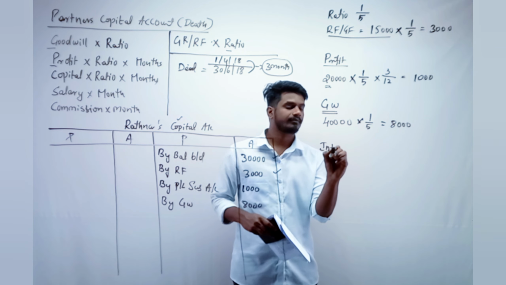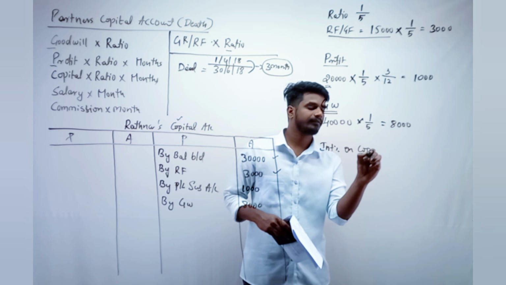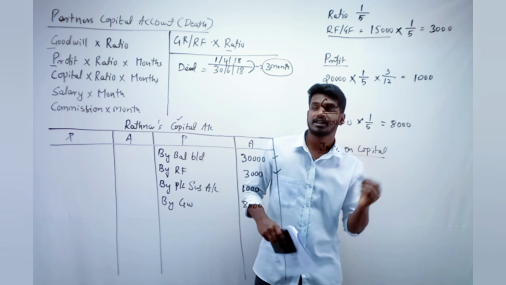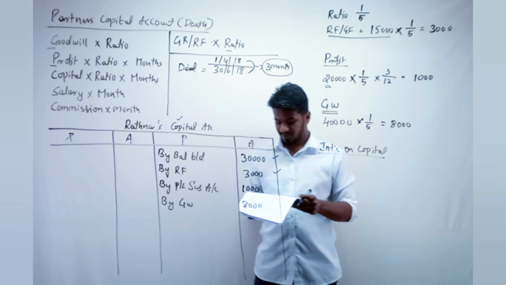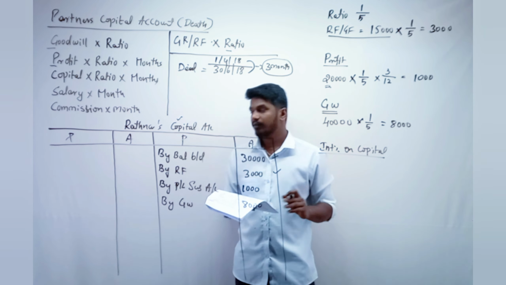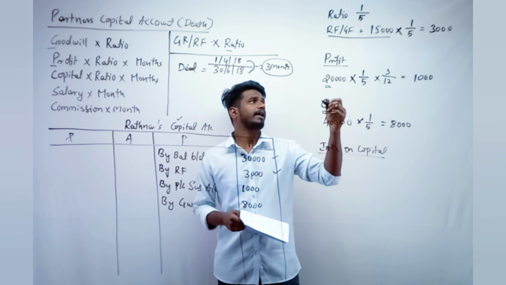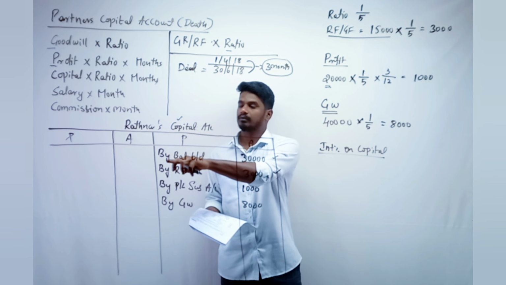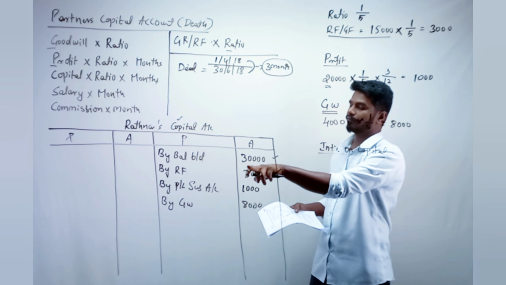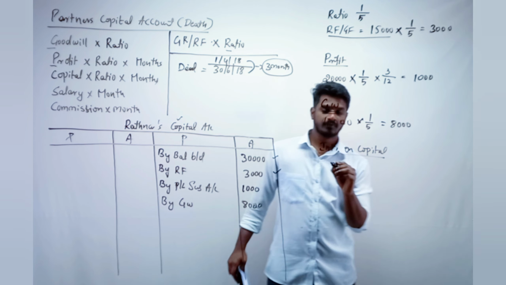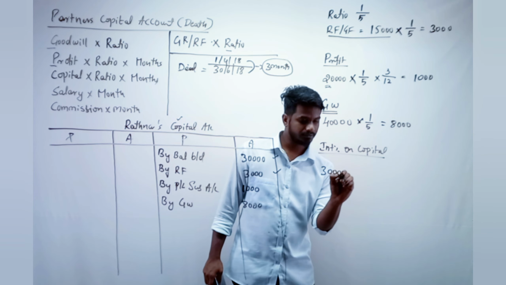Then we have interest on capital. How much is it? Interest on capital is 10% per annum. Fine. What is her capital? Her capital, by balance brought down, we have recorded as 30,000. Her capital is 30,000. Fine.